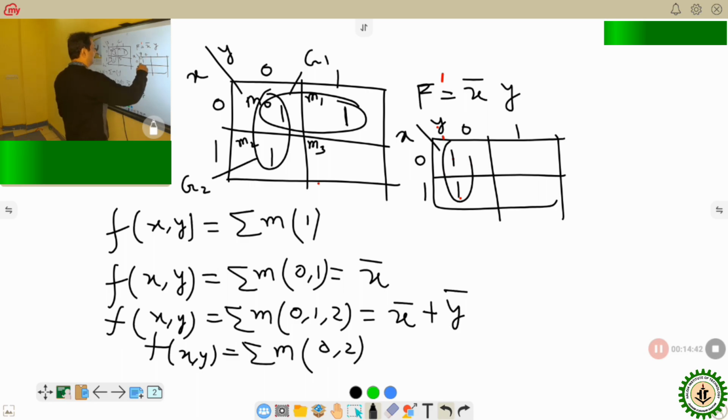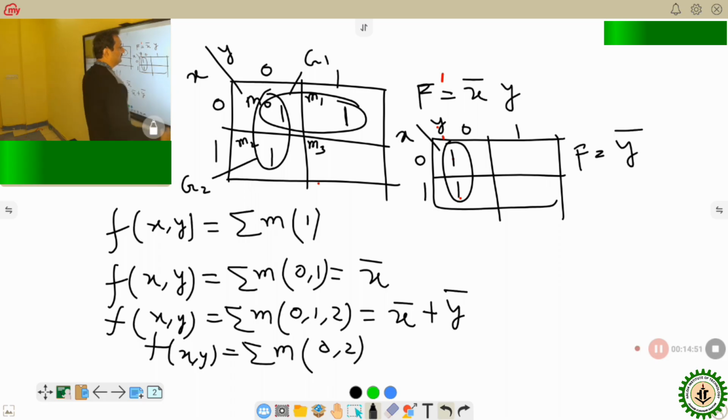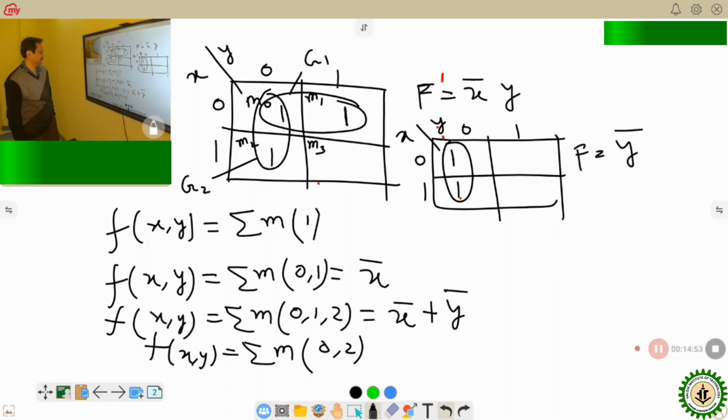It will make a group. So what is the output? This output is f is equal to x bar. Again, if I consider it, so many combinations are there. Suppose the Boolean function is another example.